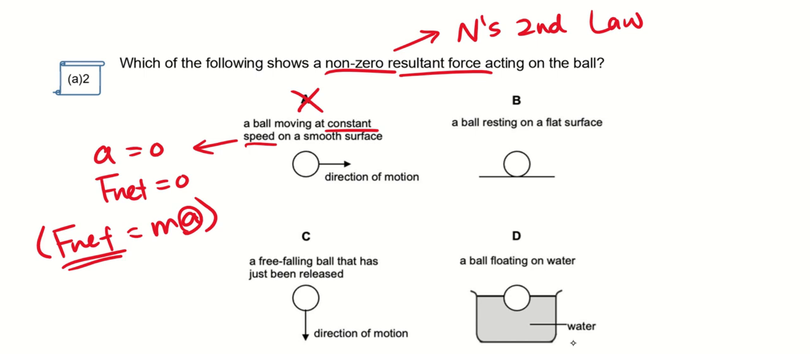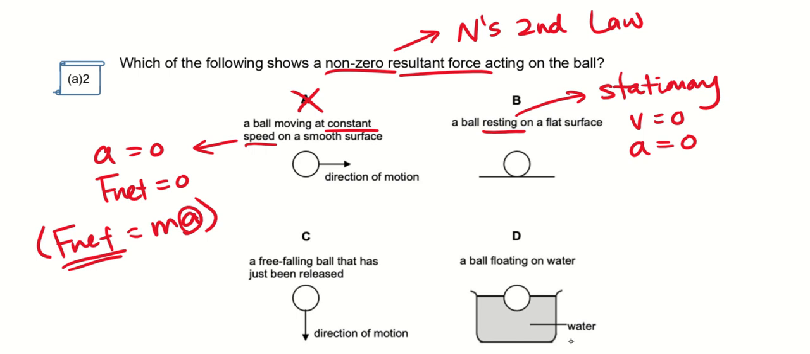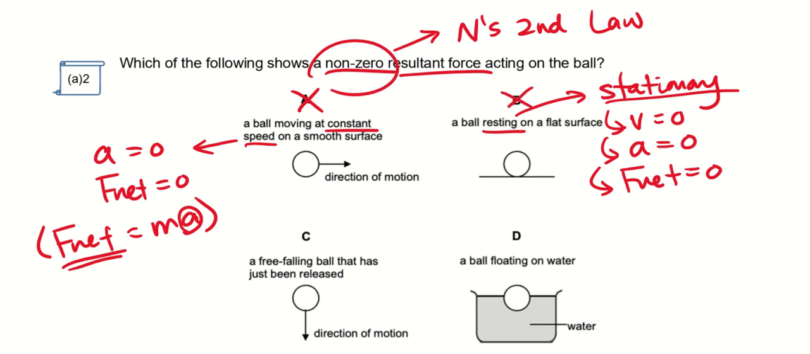Okay, option B, a ball resting. So if the ball rests, that means it is stationary. If it's stationary, it is not moving. That means your velocity is 0. And therefore, your acceleration is 0. That means your F net is equal to 0. So you must be thinking in this way. You first think about stationary. What does it make you think of? Velocity is 0. That means your acceleration is 0, and then your F net is equal to 0. That means there is no resultant force. But again, the question is asking for non-zero. So this is not correct.